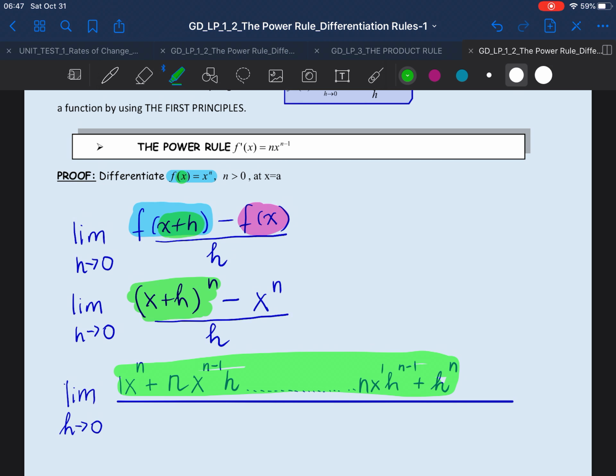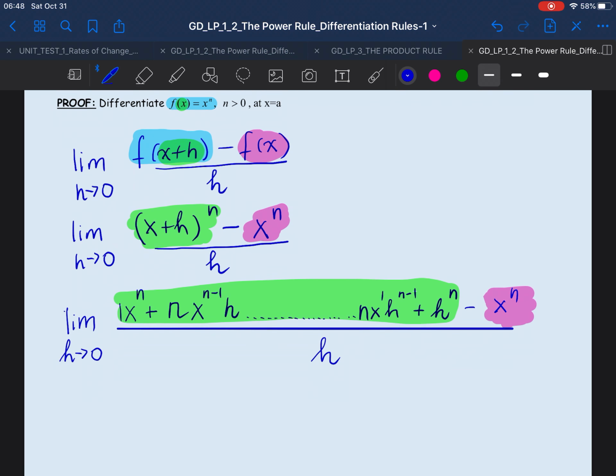And what we want to do is take away f of x, and f of x is x to the power of n. So we're going to take that away right here. So minus x to the power of n, divided by h.